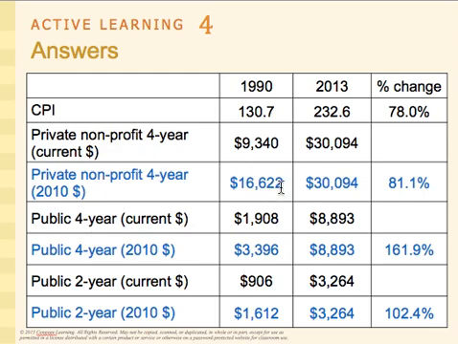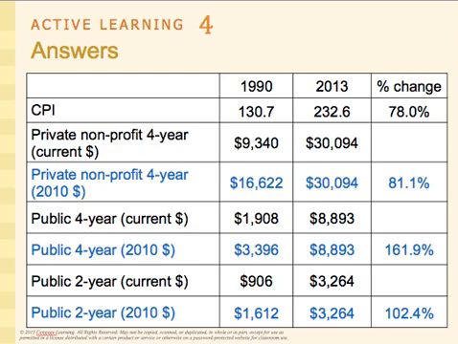Is actually, 1990 would be more like a little over $16,000 versus $30,000. Okay. Public four-year, current money versus real money. So the 1990s is not as low as we think. Okay. 3,400 versus 8,800. Okay. So that's a 161% increase. And then public two-year, 906, which in today's dollars is more like 1,600 versus 3,264, which is a 100% increase.